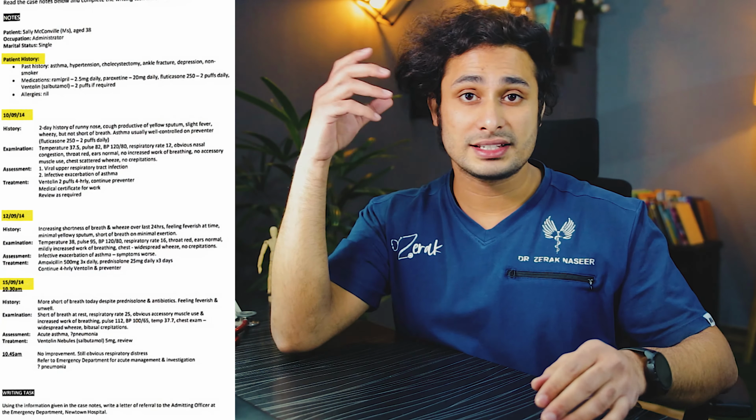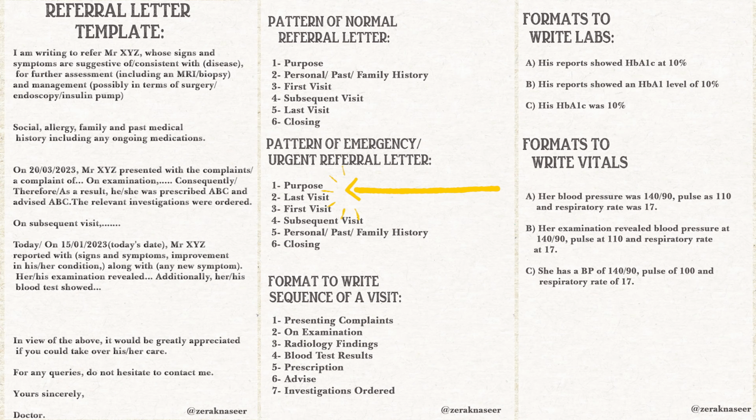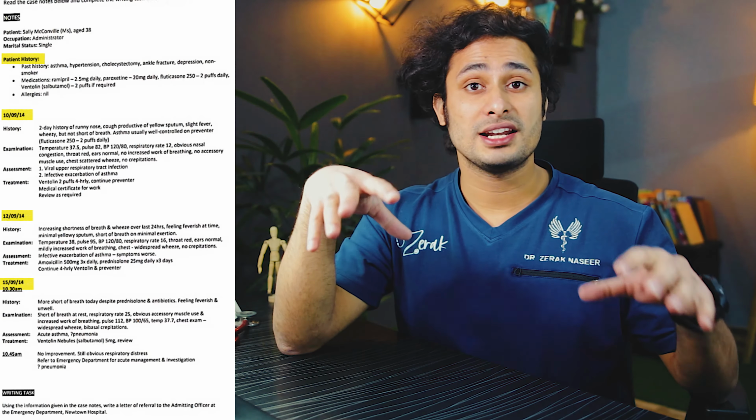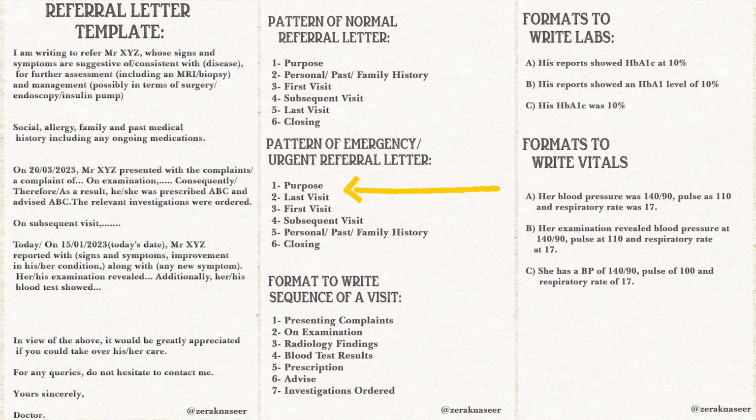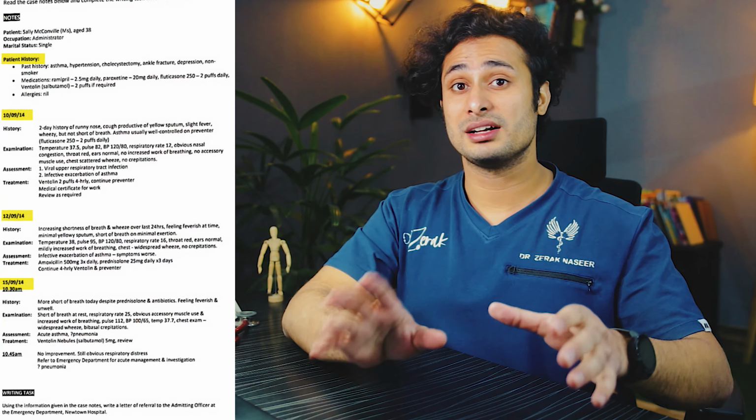So by establishing the idea that we need to write the emergency referral letter, the first thing that should come to our mind is the sequence we just remembered. In the emergency referral letter, the sequence is first the purpose statement, followed by the last visit, followed by the first visit, then subsequent visits, followed by the past personal family history, and at the end the closing. That is what we need to keep in mind while constructing this letter.